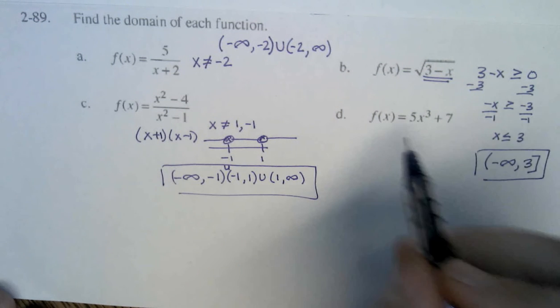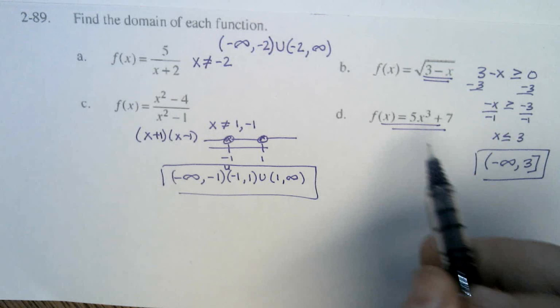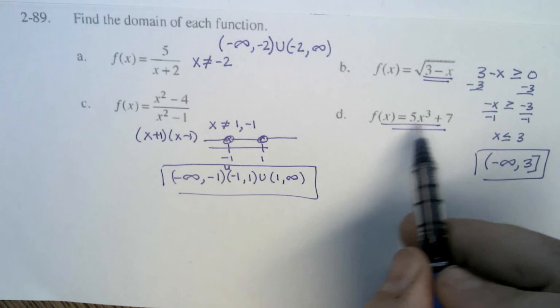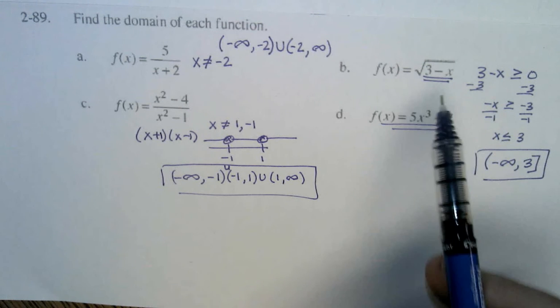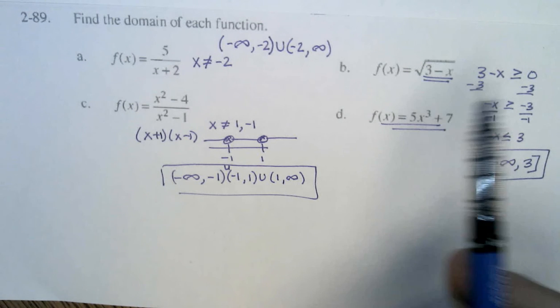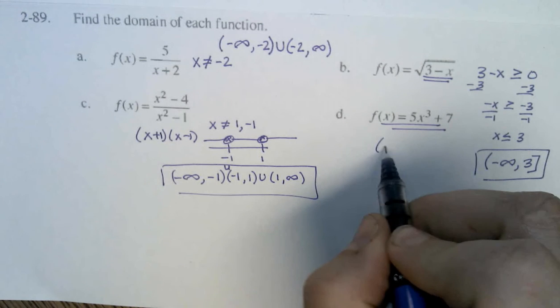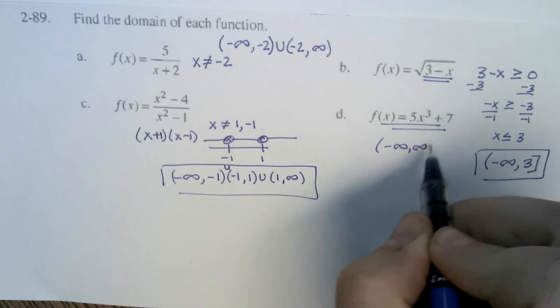And then on D, if you recognize there's no value that would be a restriction. Remember, the restriction is when you're dividing by 0 or when there is a radical. So in this case, it's all real numbers, so -infinity to positive infinity.